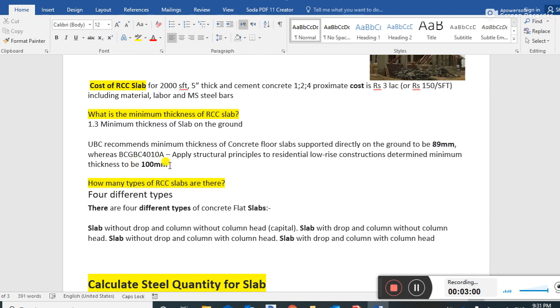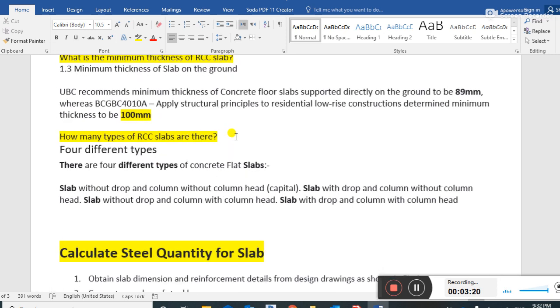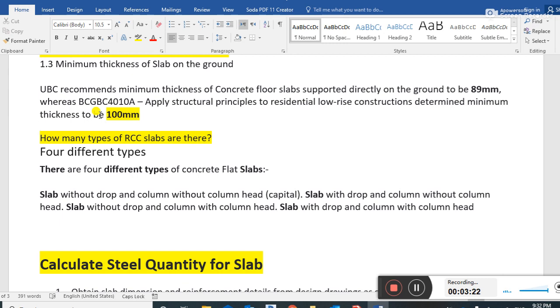Guys, this question is asked many times in exam interviews. What is the minimum thickness of slab for RCC? It is 100 mm. 100 mm is equal to 10 centimeters. What is the minimum thickness of slab? 100 mm. Guys, jump to another part.